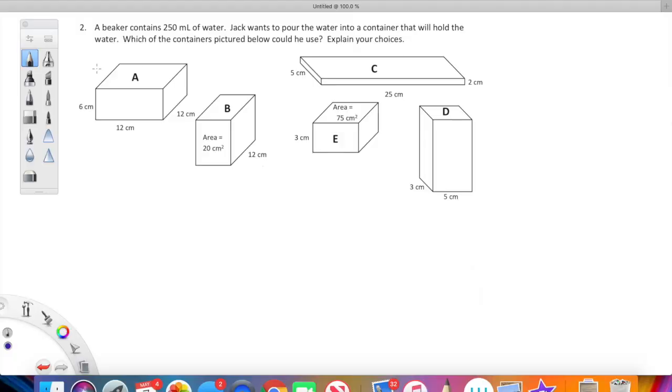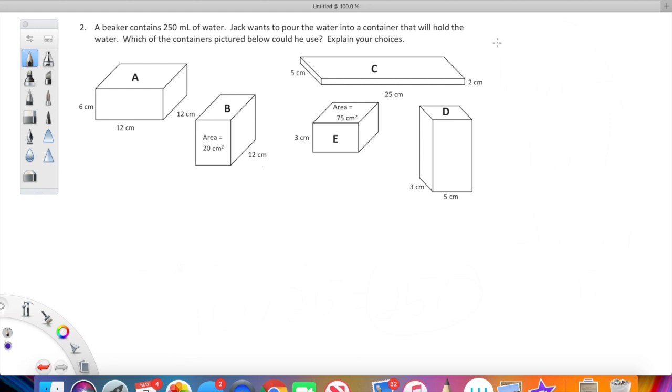Let's take a look. Hello people, and today we are going to be doing lesson 5. Okay, so we're doing problem 2. A beaker contains 250 milliliters of water. Jack wants to pour the water into a container that will hold the water. Which of the containers pictured below could he use? Explain your choices. So let's do this one by one, and then we'll cross them out as we go.